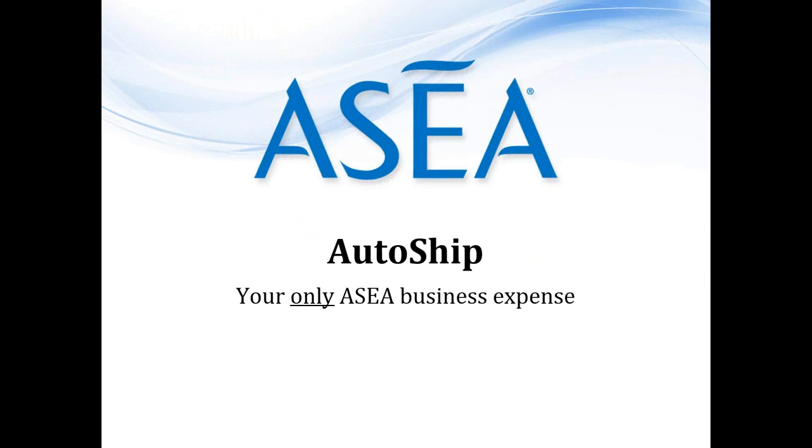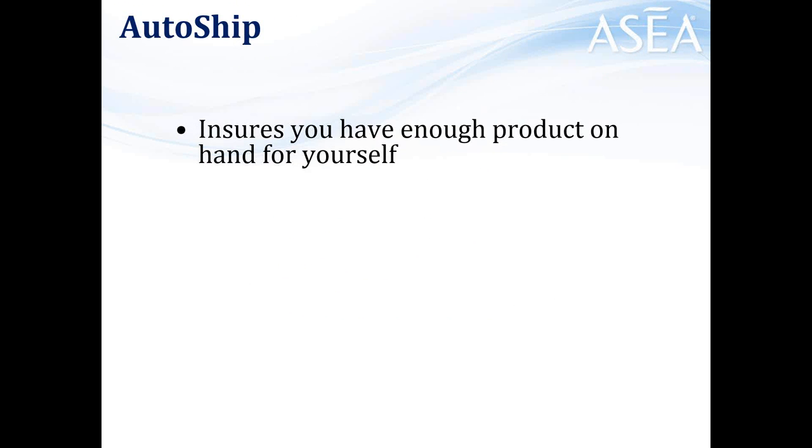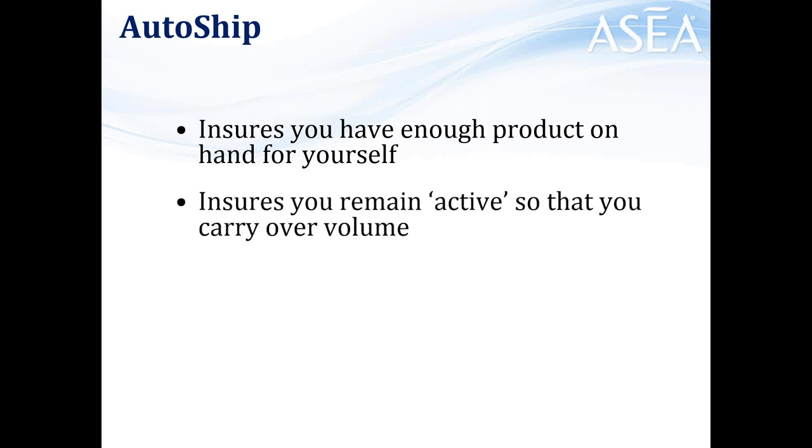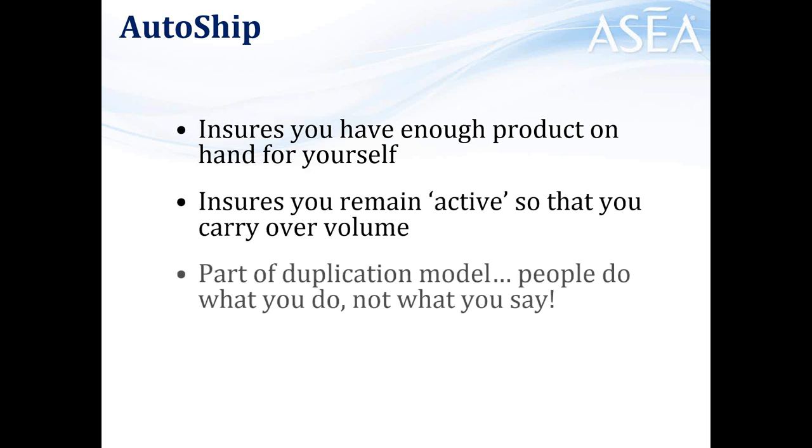Okay, auto ship. This is your only ASEA business expense. So powerful. It ensures you have enough product on hand for yourself. You need to be a product of the product. It's also going to ensure you remain active so that you carry over volume. And it's part of the duplication model. People are going to do what you do, not what you say. Or more accurately, if you're not on it, they're not likely to go on it themselves. Couldn't imagine you getting to that final stage in the enrollment process and that person asking you, which auto ship are you on?